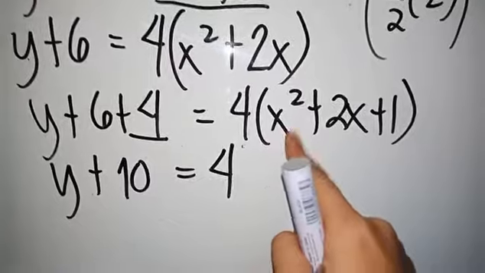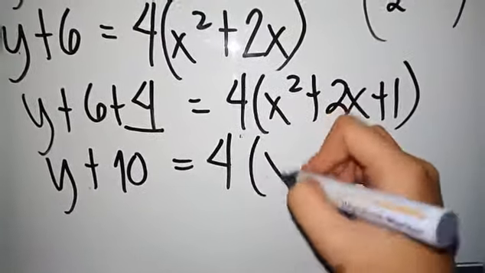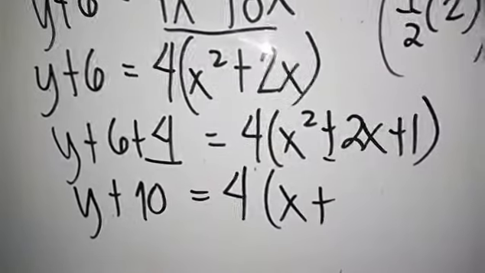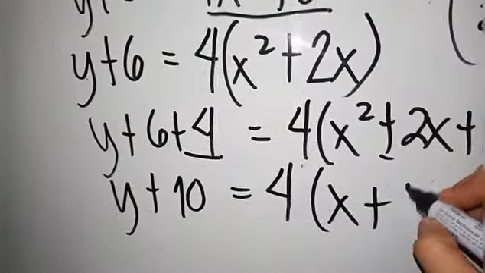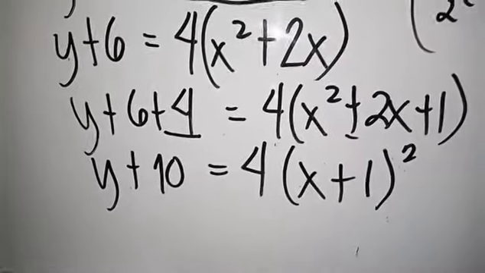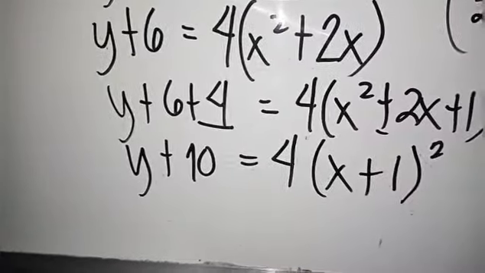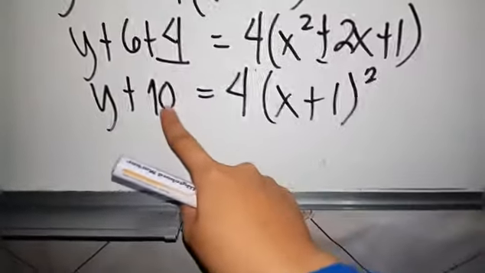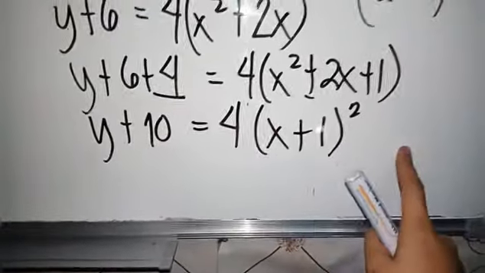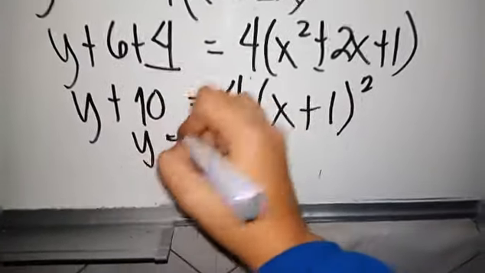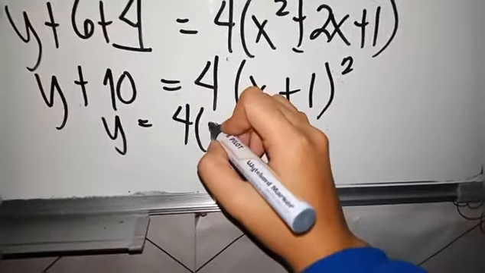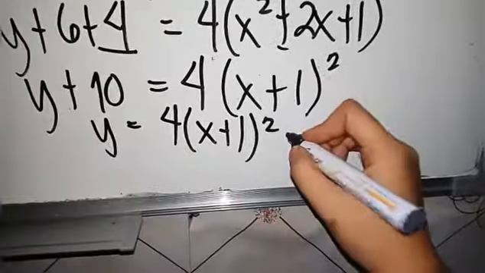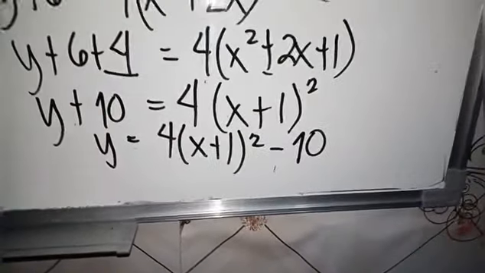Then, ano yung square root ng x square? So, we have x. Then, copy lang natin yung ating sign of the second term. Then, yung square root ng ating 1 ay simply 1. Then, lalagyan lang natin siya ng square. Then, after that, itong ating constant dito ay ilalagay na lang natin siya into the other side. So, we have y is equal to 4 times the quantity x plus 1 quantity squared din yung ating positive 10 ay magiging negative 10 na siya.